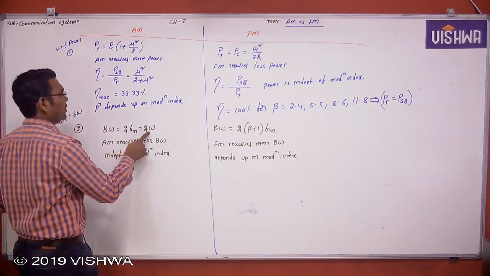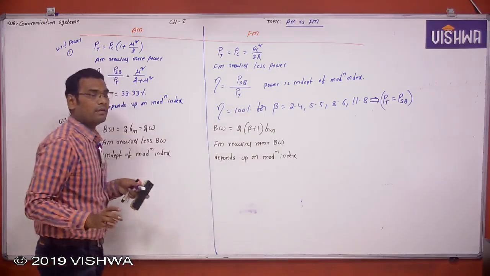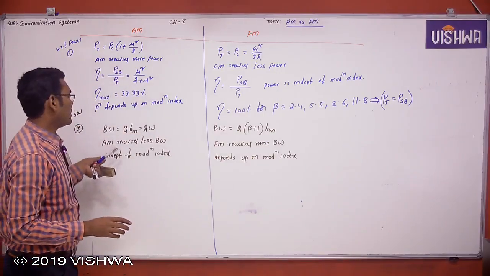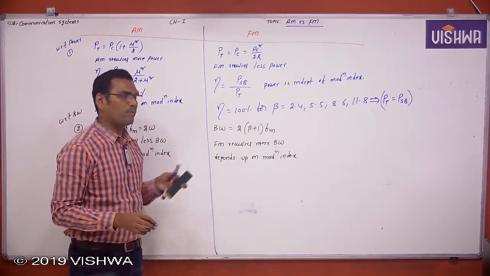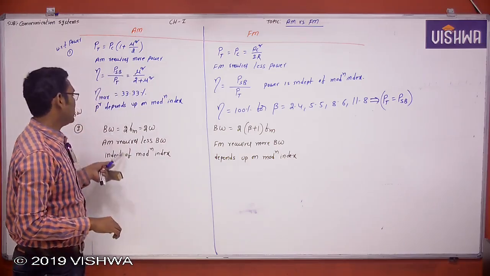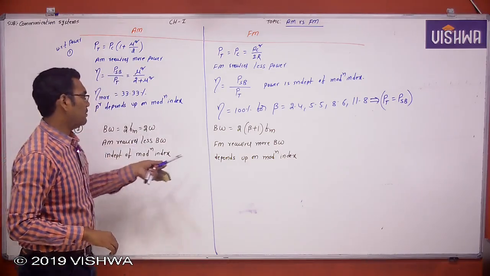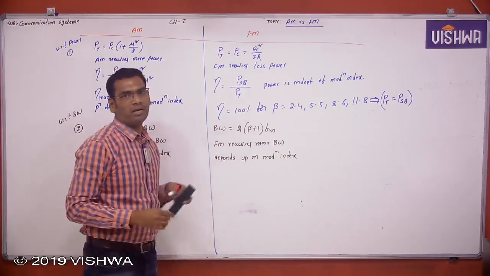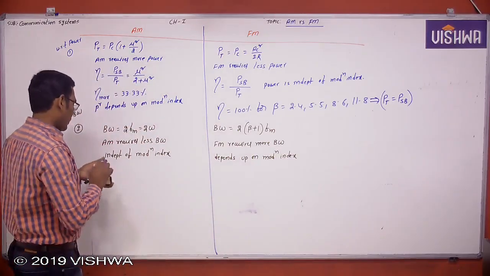Now bandwidth: for AM the bandwidth is 2 fm, and for FM the bandwidth is 2 into (beta plus 1) into fm. So AM requires less bandwidth and FM requires more bandwidth. Now here the bandwidth is independent of modulation index, but here the bandwidth depends upon modulation index. Okay.